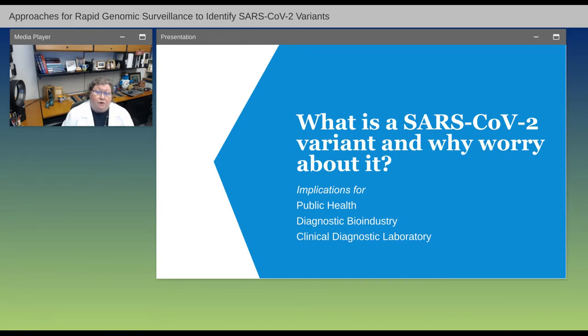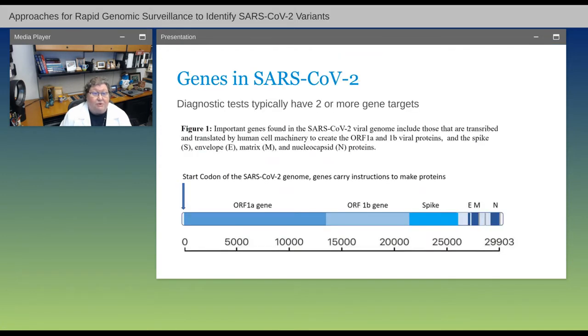So first of all, let's start with what is a SARS-CoV-2 variant and why should I worry about it? Well, it does have implications for public health, the diagnostic industry and bioindustry, and the clinical diagnostic laboratory. The genes within the SARS-CoV-2 are listed here in the picture: the ORF genes, spike, envelope, matrix, and nucleocapsid. The diagnostic tests we use in the clinical laboratory generally have more than one gene target, and that's for redundancy and to protect the test from the impact of mutations.